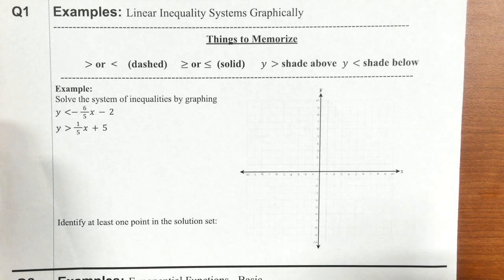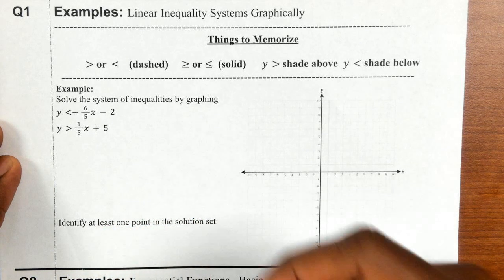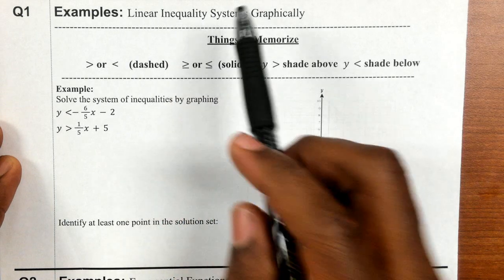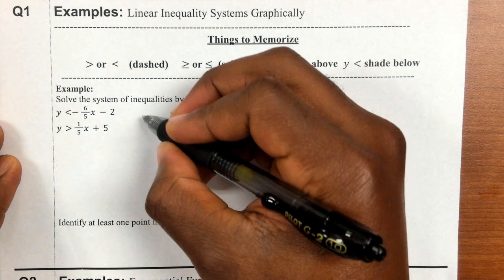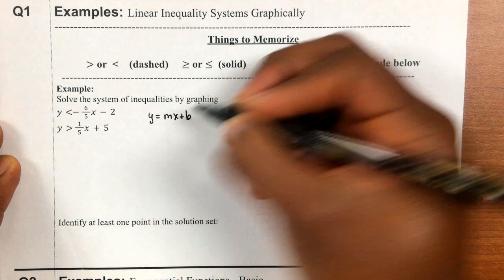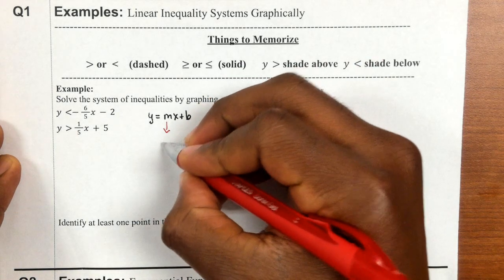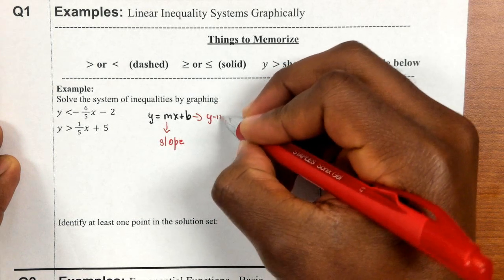Question number 1. Solve the system of inequalities by graphing. Alright, so this question wants us to graph the linear inequalities system. For us to graph, we need to make sure that our equations are in the form y equals mx plus b, where we know from previous that m represents the slope and b represents the y-intercept.